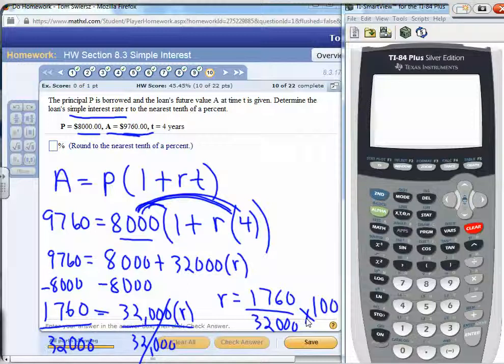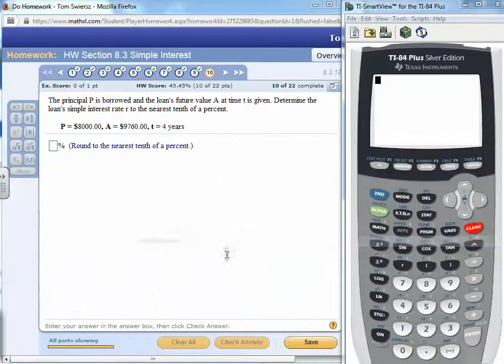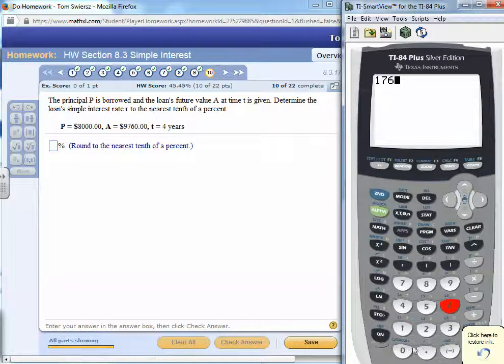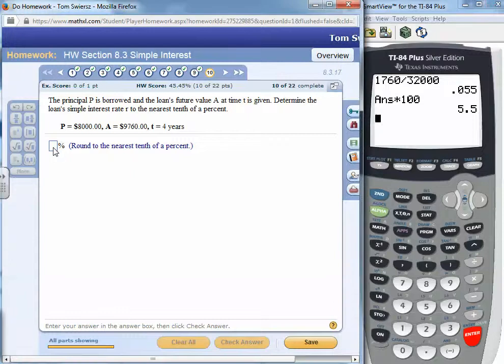So we get 1760 divided by 32,000. We'll do that on our calculator, and then multiply by 100 to turn it into a percent. 1,760 divided by 32,000, I think I said 3,200, but it's 32,000. Multiply by 100, or move it over 2 decimal places, and we get 5.5%.